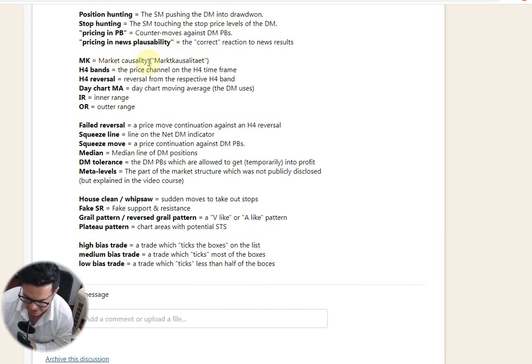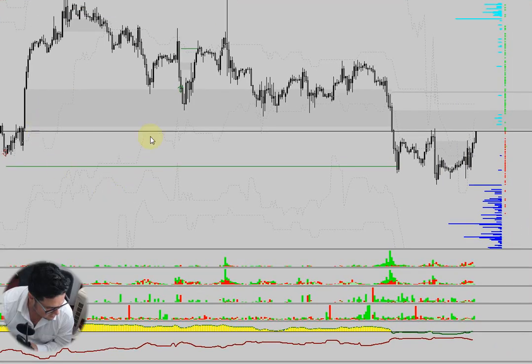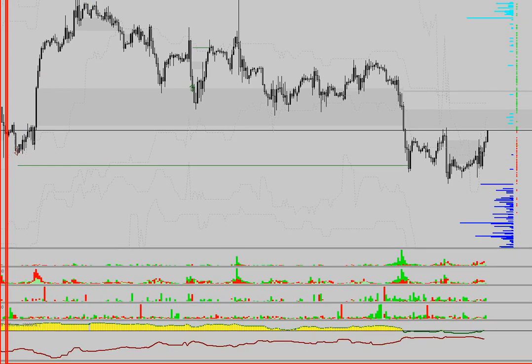MK, market causality. I'm German, so it comes from Marktkausalität. H4 bands, these are the bands on the 4-hour chart where we have the reversals. We know that 4-hour reversals are the reversals away from those bands. Day chart moving averages are the moving averages on day chart, which often get cleared. We know that. IR stands for inner range. Let me give you an example. Here's cable. So this stop hunt was IR, so inner range, because the price has been there already.